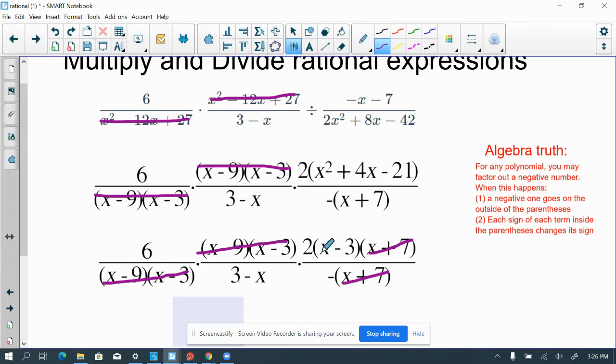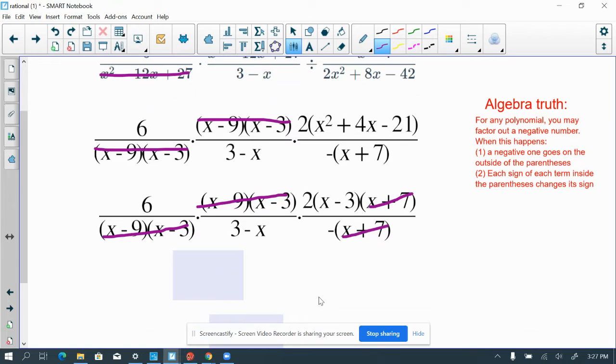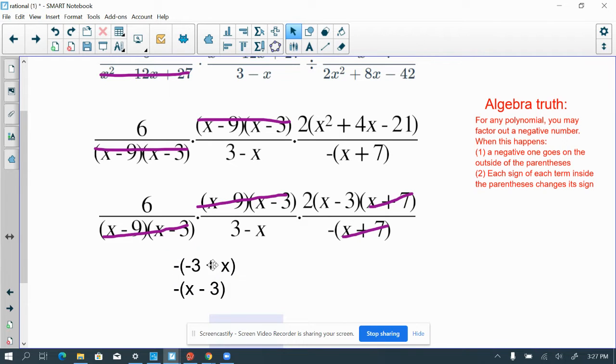You've got positive 1x, negative 3. Well, you've got negative 1x, positive 3. These two are complete opposites. Again, positive 1x, negative 3. Negative 1x, positive 3. They're exact opposites. To prove it, I guess you could factor out a negative 1. That's our algebra truth. You can take out a negative 1 from both of these things. There's a negative 1 outside of the parentheses. Positive 3 becomes negative 3. Negative minus x becomes plus x.